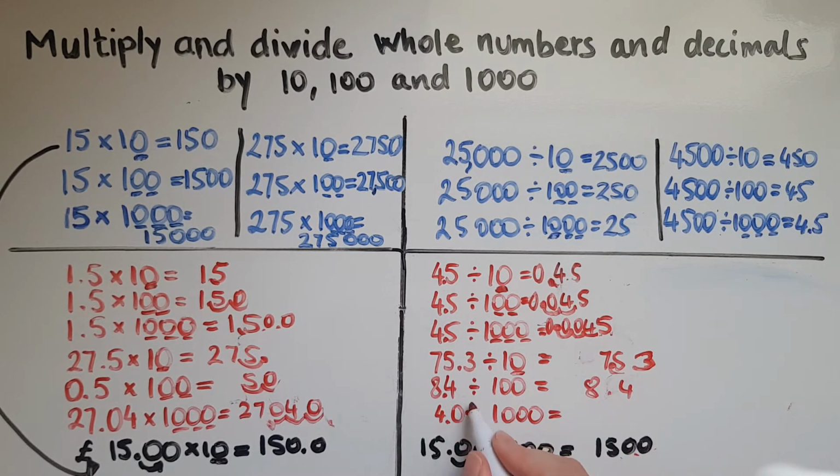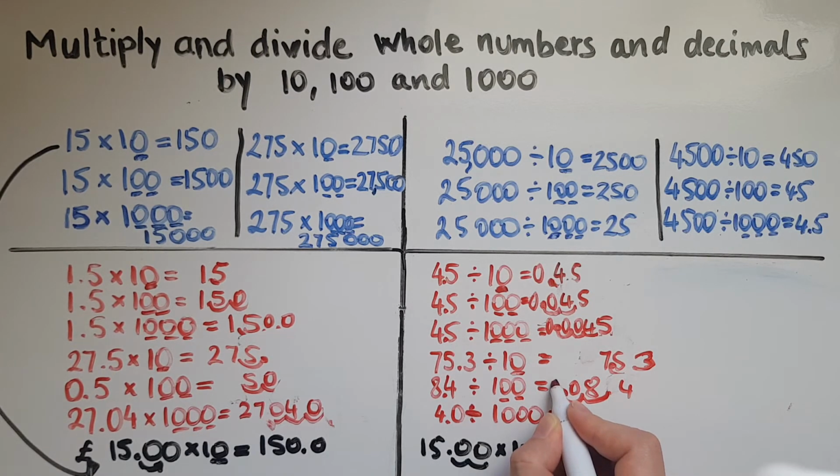8.4 divided by 100. So we move to the left 2 places. Go 1, 2. There is a blank space there that needs to be filled, and of course a 0 in front of the decimal. So this becomes 0.084.